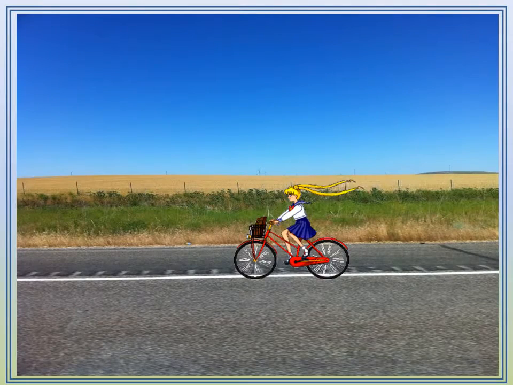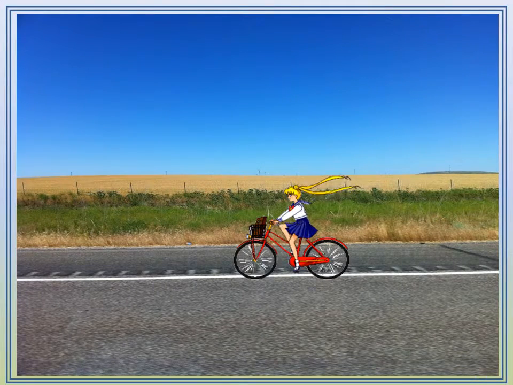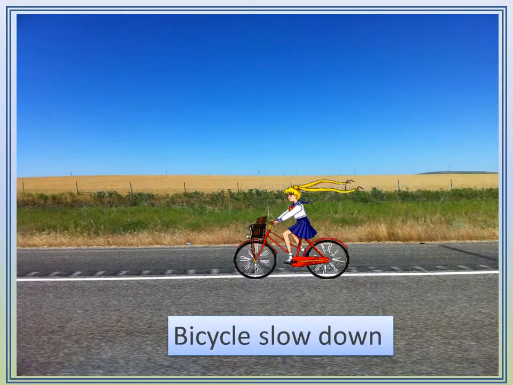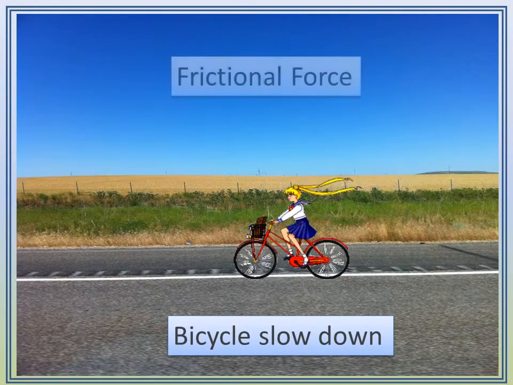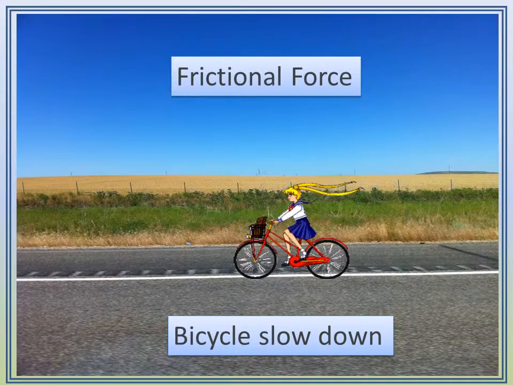We see this young girl riding a bicycle and understand that as she stops pedaling, the bicycle starts slowing down. Here the bicycle slows down as the frictional force opposes the motion of the bicycle. This frictional force slows things down or prevents things from moving.